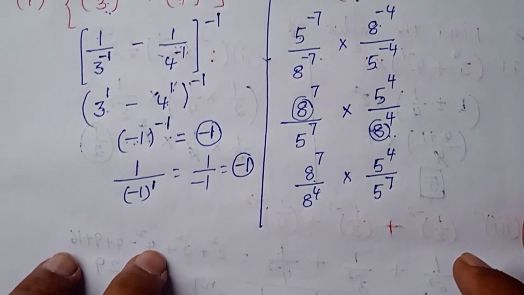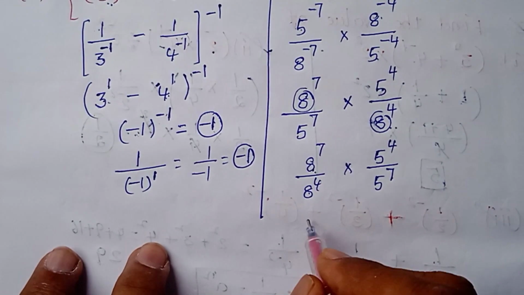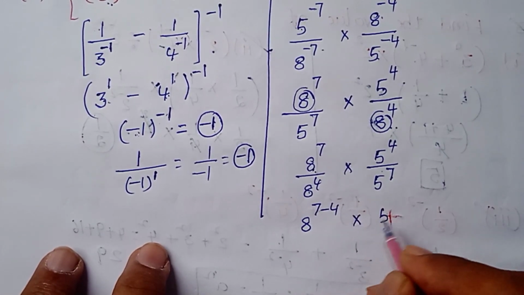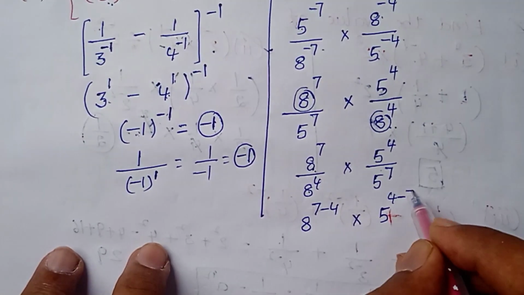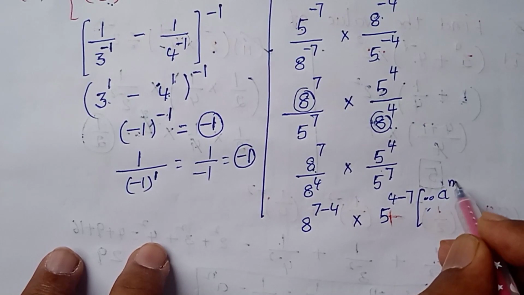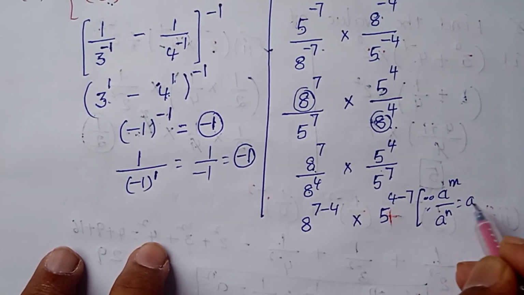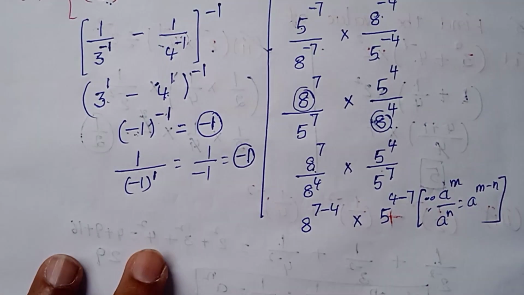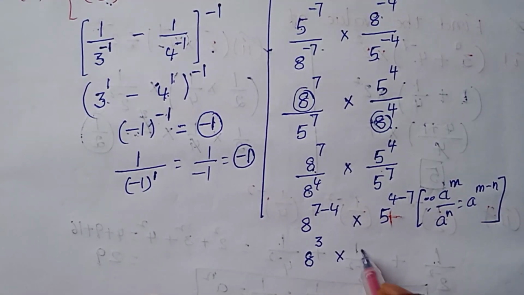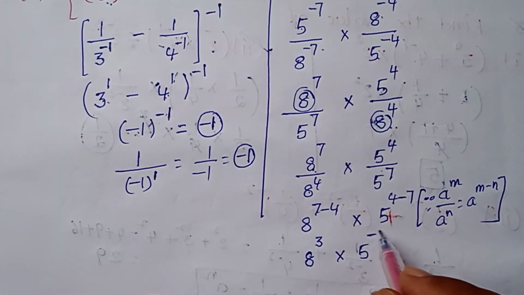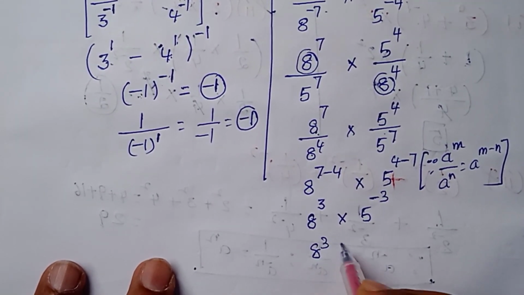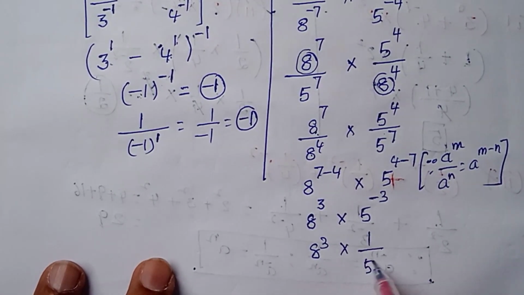Now, they have the same base 8, so this can be written as 8 to the power of 7 minus 4, and this can be written as 5 to the power of 4 minus 7. Because of the law. Which law? We know a to the power of m by a to the power of n is equal to a to the power of m minus n. So 8 to the power of 7 minus 4 is 3, into 5 to the power of 4 minus 7, which is minus 3. So this can be written as 8 cubed into 1 by 5 cubed.